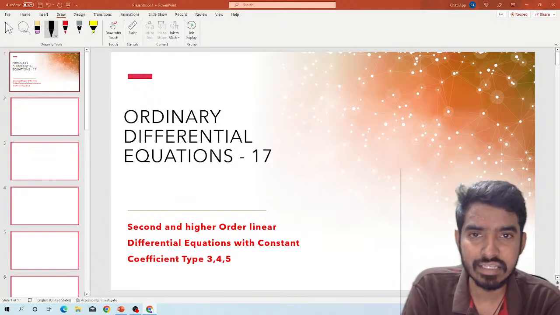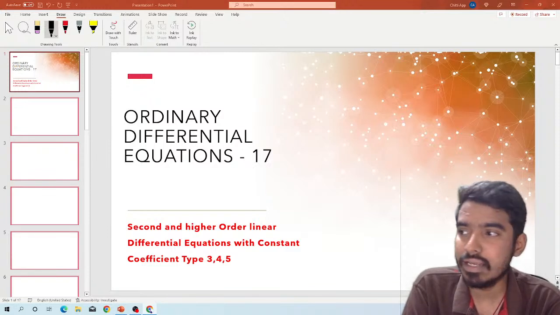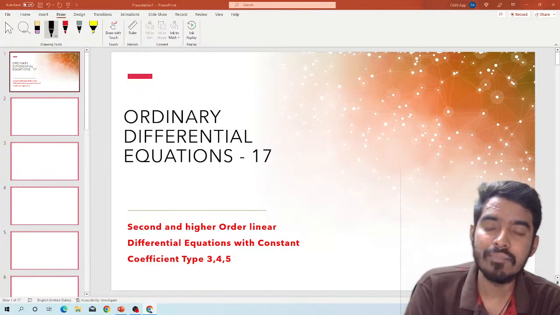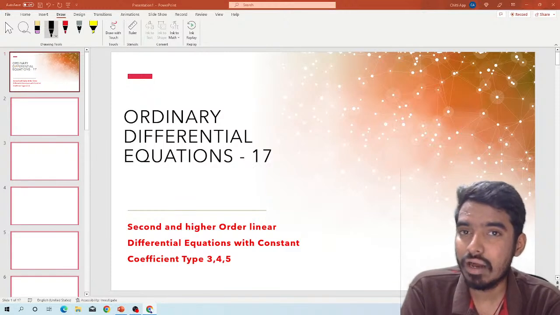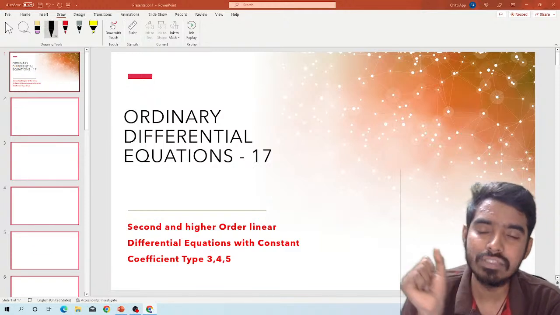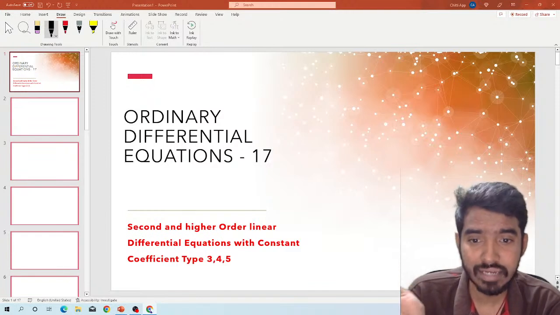In lectures 14, 15, 16, that is in the previous three videos, we have been solving problems based on second and higher order linear differential equations with constant coefficients. We have classified them into type 0, type 1, type 2, and type 3. Type 0 is RHS is 0, type 1 is RHS is e power x, type 2 is RHS is sin x or cos x, and type 3 is RHS is a polynomial in x. In the previous class we solved two problems based on type 3. We'll continue solving problems based on type 3, and try to finish type 4 and type 5 also in this class.